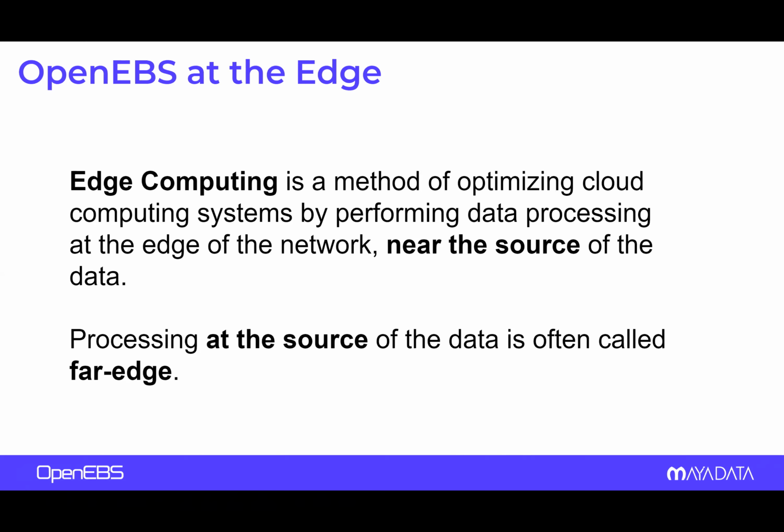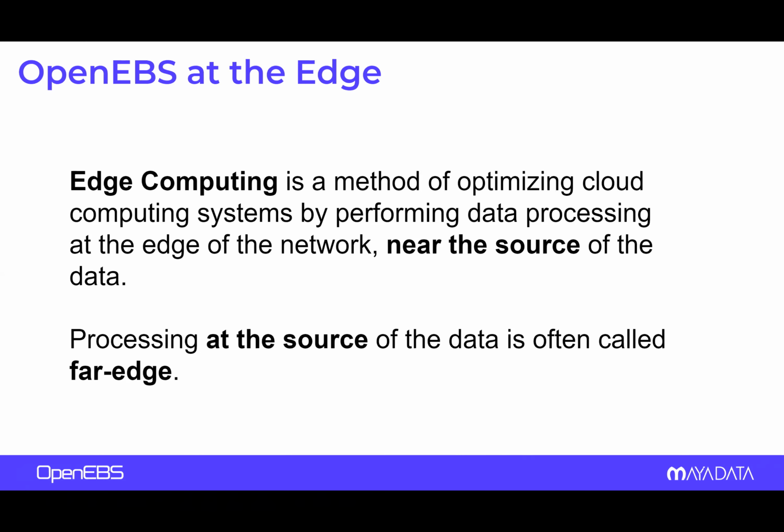Far edge may mean IoT devices, set-top boxes, or autonomous self-driving cars, where data is collected at the source, but at the same time that means resources may not be as large as in a data center. A very low footprint solution is required. And ETC is a standard IoT gateway. This is an example of why OpenEBS works in this use case.